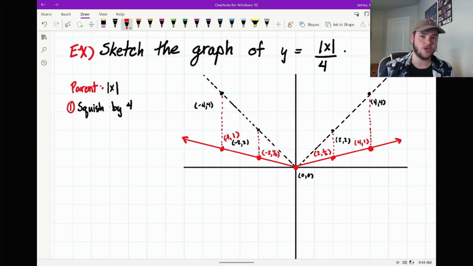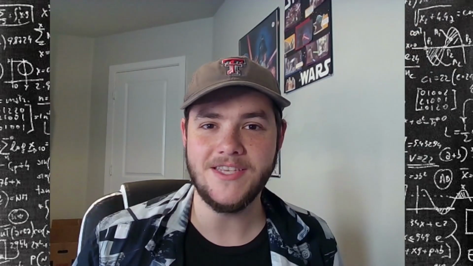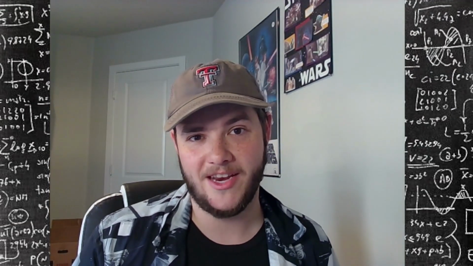Regardless of whether it's a stretch or squish, whatever the constant is out front, I multiply my output by that. In this case, my constant is 1/4, so I multiply all of my y values by 1/4 to arrive at that red line. In this video, we looked at how to do vertical magnification.